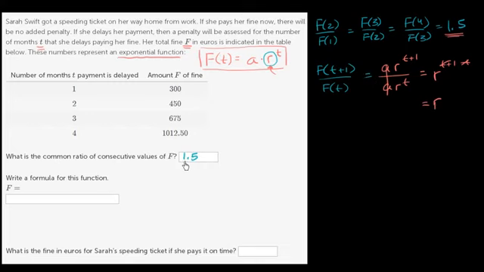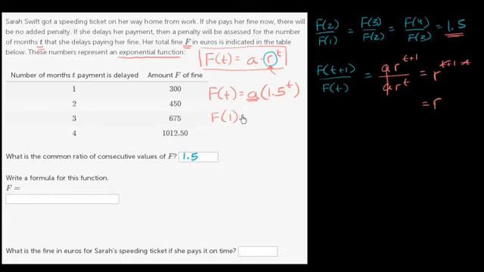So when we figured out that the common ratio is 1.5, that tells us that our function is going to be of the form f of t is equal to a times, instead of writing an r there, we now know that r is 1.5, to the t power. Write a formula for this function. Well, we've almost done that, but we haven't figured out what a is. And to figure out what a is, we could just substitute. We know what f of 1 is. When t is equal to 1, f is equal to 300, and so we should be able to use that information to solve for a. We could have used any of these data points to solve for a, but let's do that.